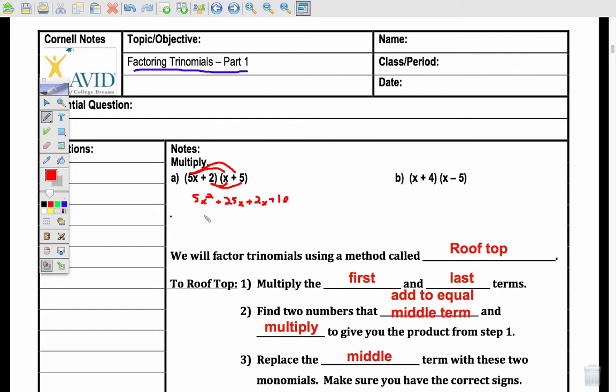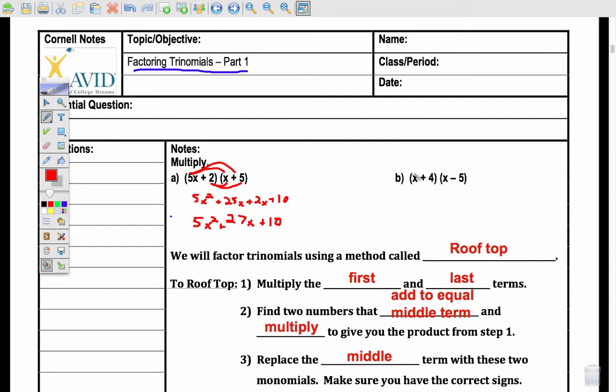Again, this is just review. You can combine these. That would be 27x. Again, plus 10. And our 5x squared at the first. Alright. Just a little bit of refresher right there.